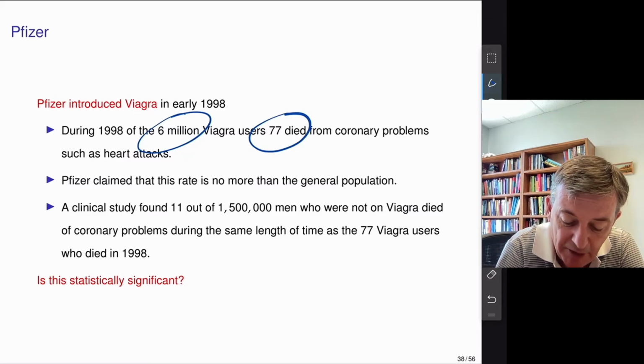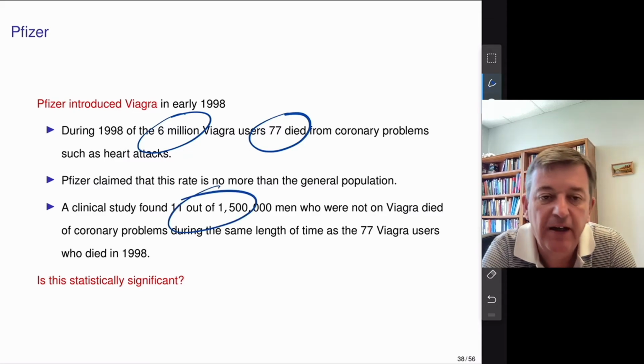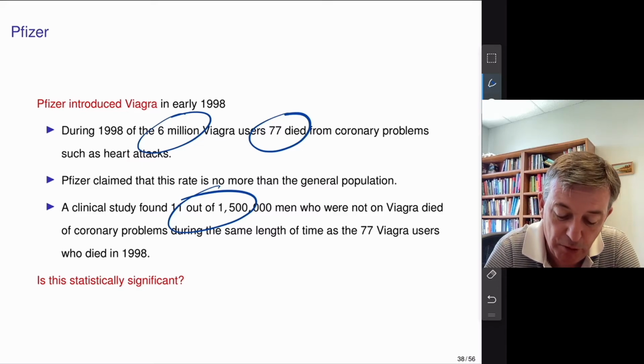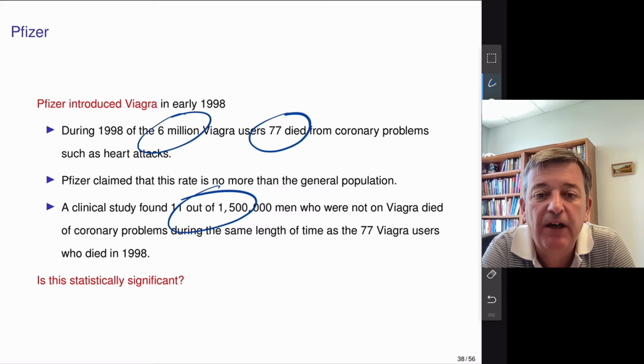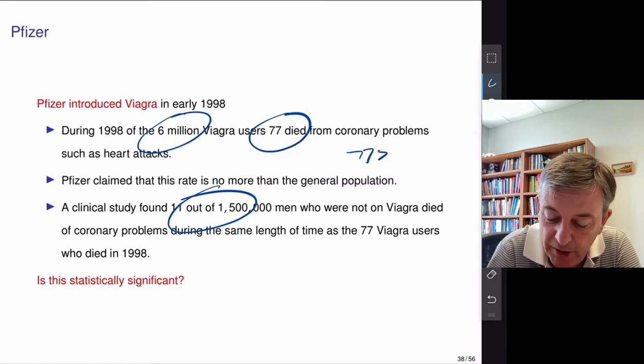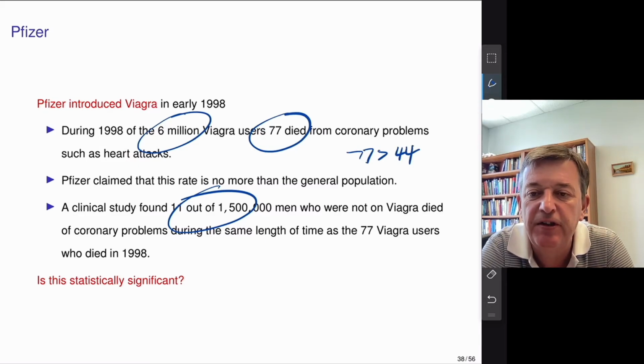that it increases your risk of heart attack. How do they figure that out? They took a similar group of people out of 1.5 million, so one quarter, and they found that 11 died. Now, of course, 11 times 4 is 44, so the 77 is much bigger than the 44. And again, because I've got very large sample sizes, we're going to see that it's statistically significant.